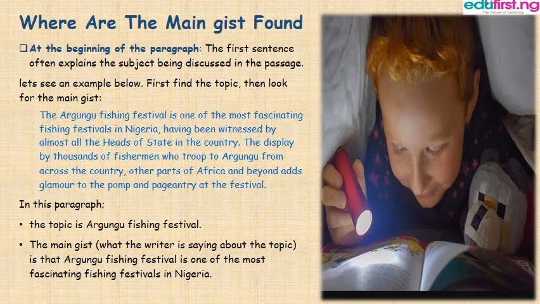Where is the main gist found? Main gist will be found at the beginning of the paragraph. The first sentence often explains the subject being discussed in the passage. Let's see an example below. First, we'll find the topic. Then we'll look for the main gist.